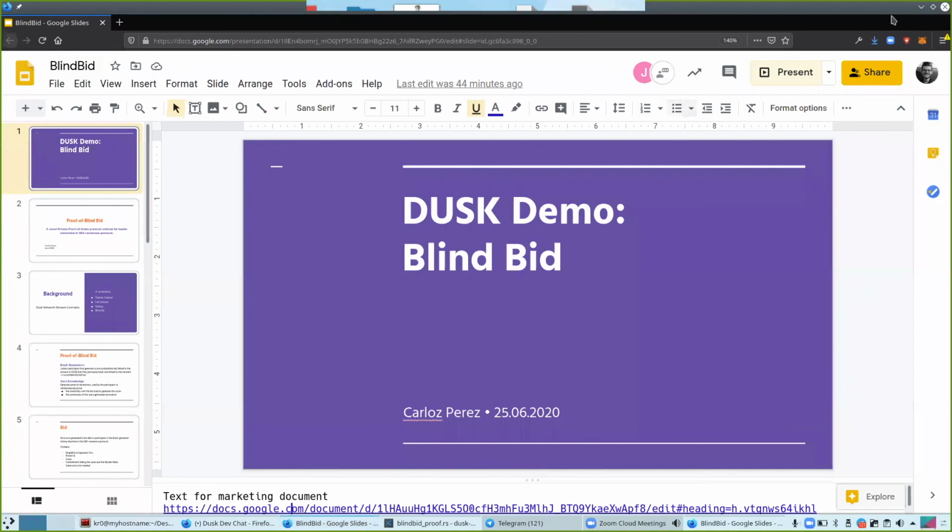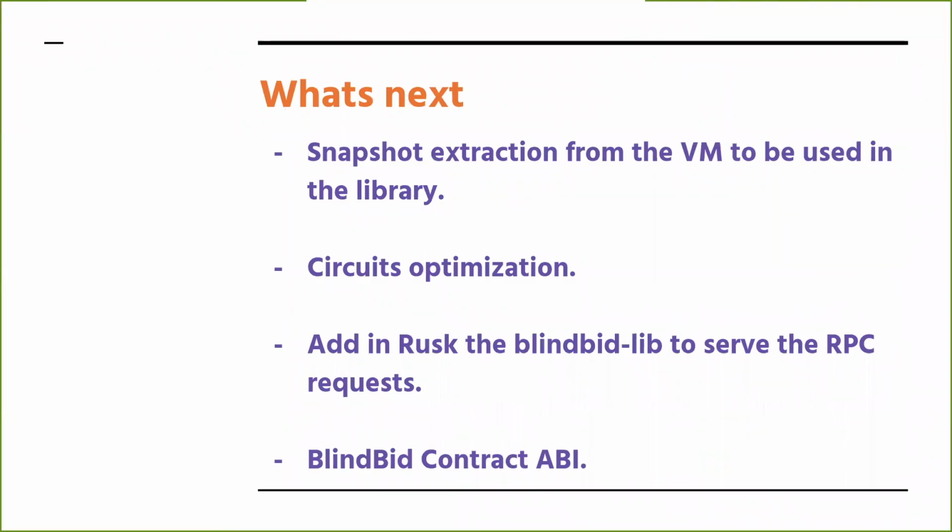Finally, going back to the presentation, I summarized all of the things that we want or need to do. The most important ones for me are the capability of getting a snapshot from the VM to then gain access to the Poseidon trees, which are stored on the bit contract, to perform the blind bit proofs without going through a smart contract call and therefore having free proof generation, because it doesn't make sense for you to pay for a transaction in order to generate a proof for your bit.